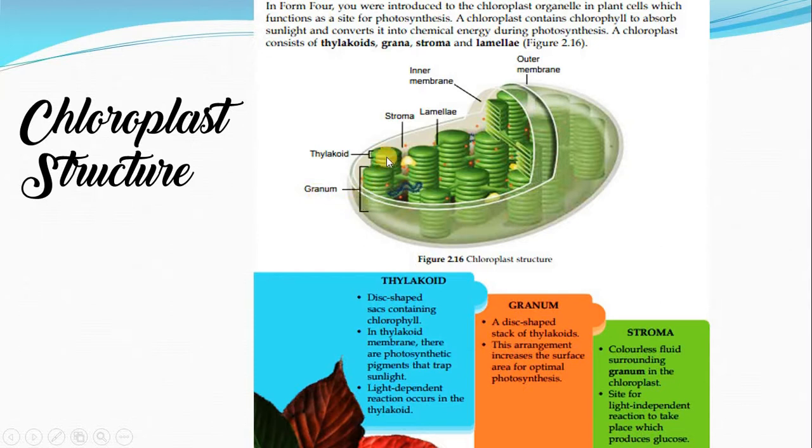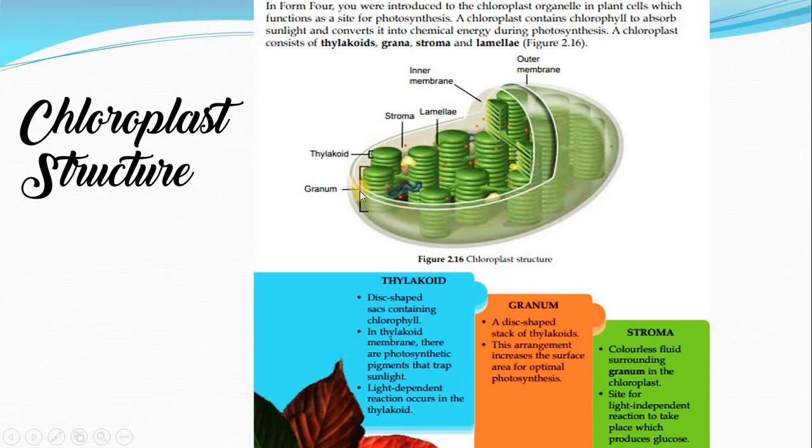This is referred to as the thylakoid here. What is a thylakoid? A thylakoid is a disc-shaped sac containing chlorophyll. In the thylakoid membrane, there are photosynthetic pigments that trap sunlight. So the light-dependent reaction occurs in a thylakoid. The disc-shaped structure here is the thylakoid.